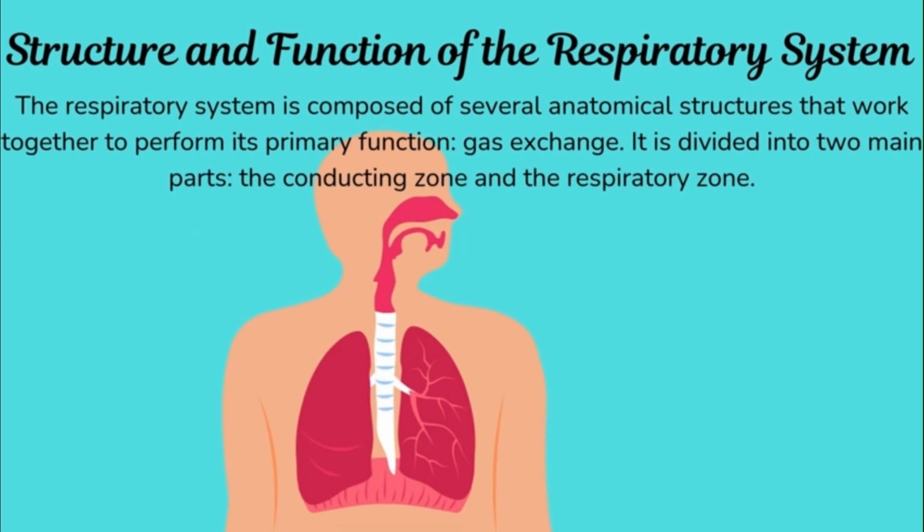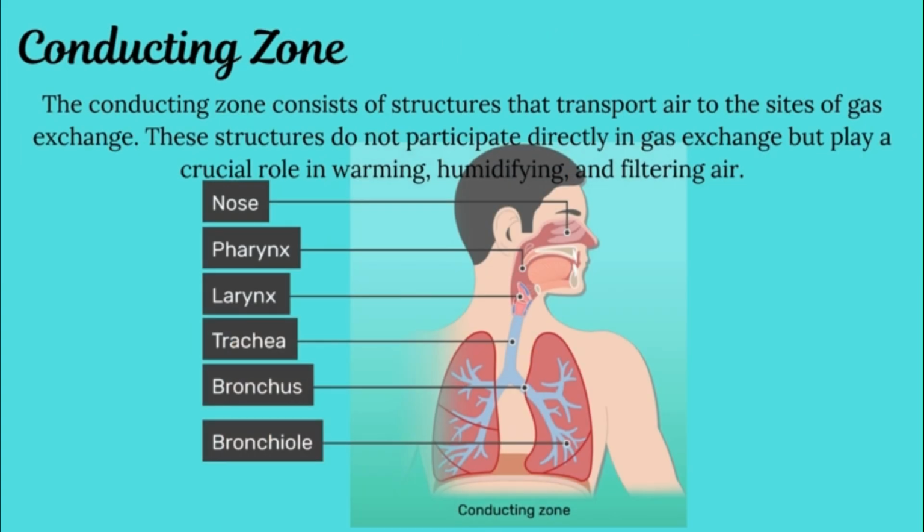The respiratory system is composed of several anatomical structures that work together to perform its primary function: gas exchange. It is divided into two main parts, the conducting zone and the respiratory zone. Conducting zone. The conducting zone consists of structures that transport air to the sites of gas exchange. These structures do not participate directly in gas exchange, but play a crucial role in warming, humidifying, and filtering air.